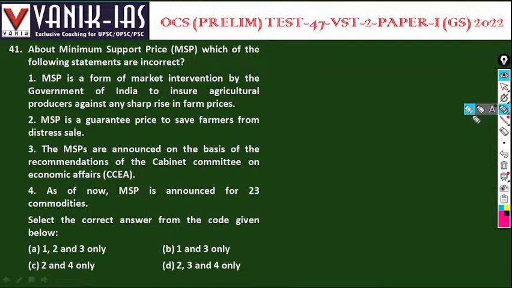Minimum support price or MSP. MSP is a form of market intervention by the government of India to ensure agricultural producers are protected against any sharp rise in the farm prices. Yes, so this will give you a particular, fixed income. MSP is a guarantee price to save farmers from distress. Yes, it will save farmers from distress. It is also right.